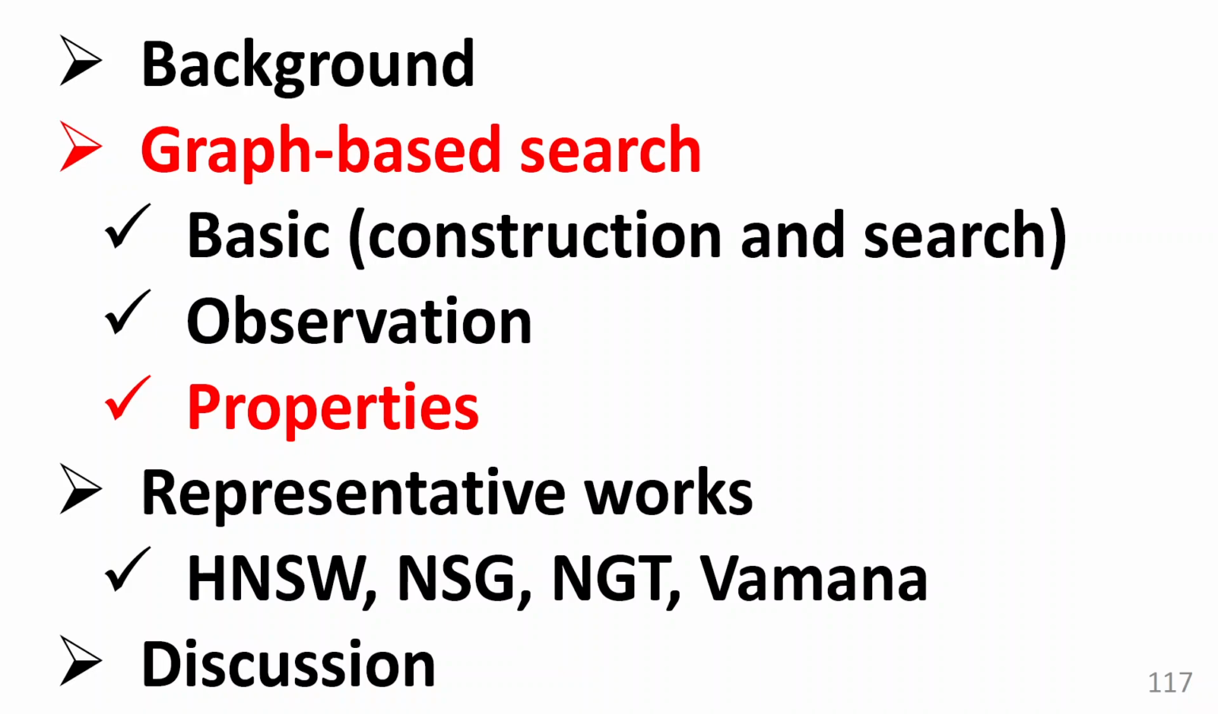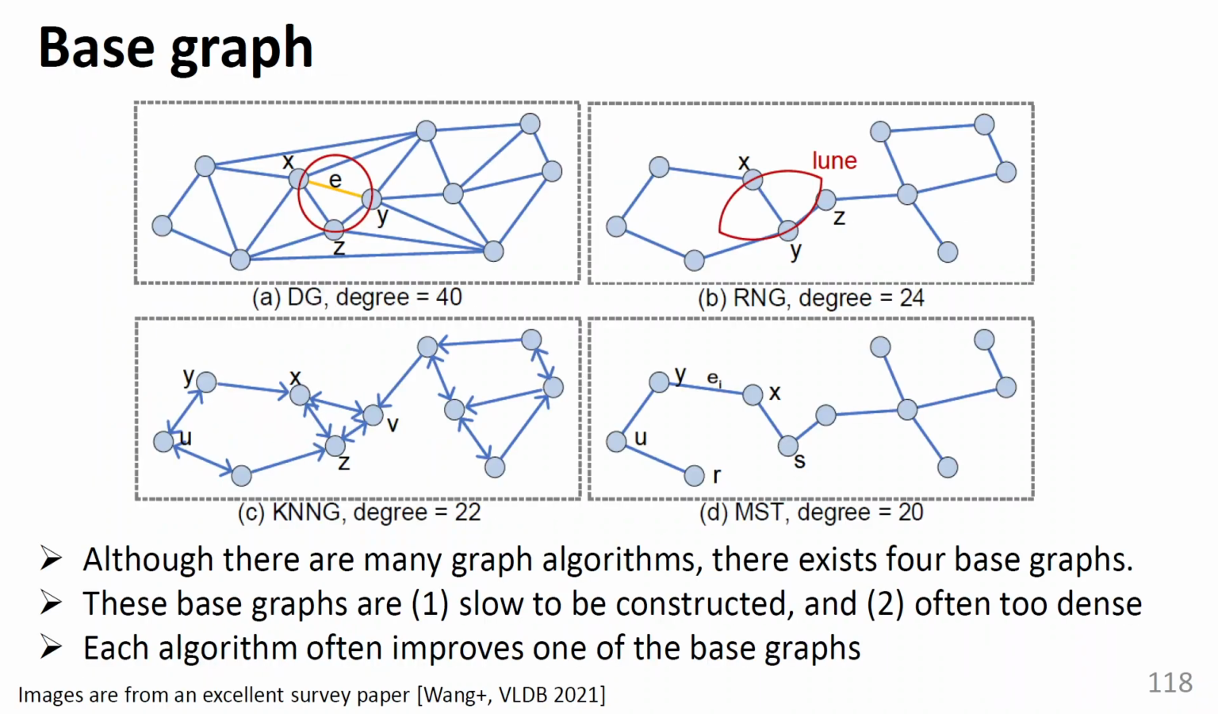We continue to discuss the property of graph-based search. Basically, we can divide the graph structure into 4 different types. Okay, so we call it 4 base graphs, A, B, C, D.